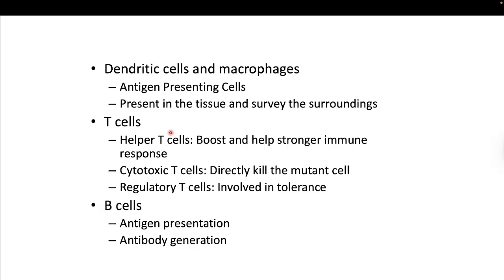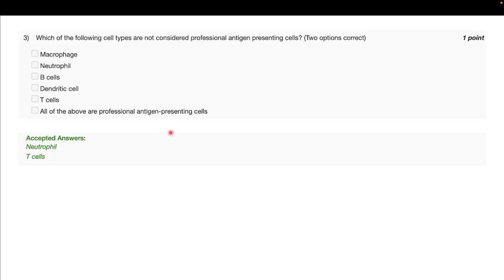Your T cells could be helper T cells, cytotoxic or regulatory T cells. They are involved in directly removing the mutant cell, and your B cells are responsible for your antigen presentation as well as antibody generation. So the question is, which of these are not considered professional antigen presenting cells? So the correct answer is your neutrophils and T cells. T cells are not antigen presenting, neither are your neutrophils. Is that clear?